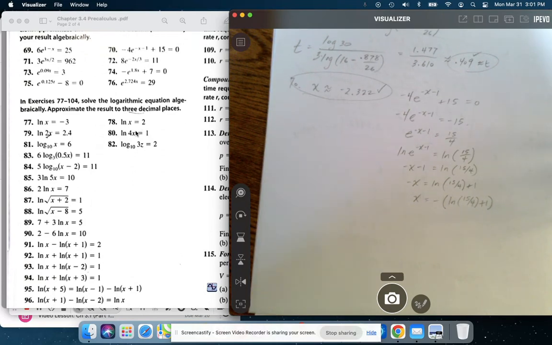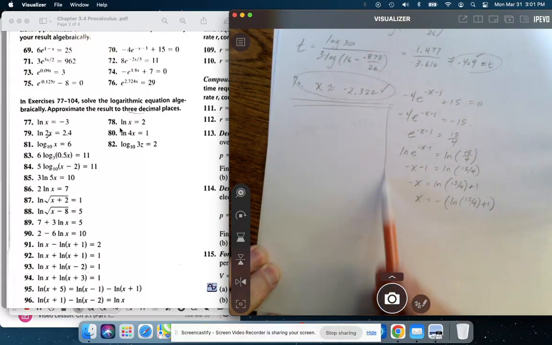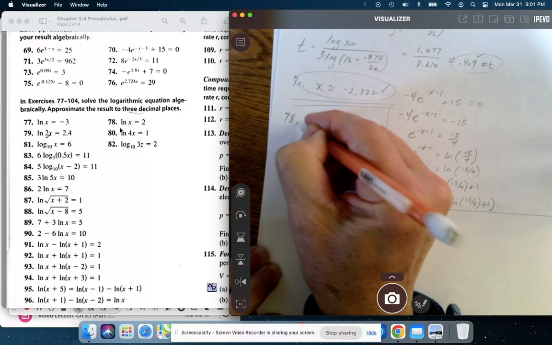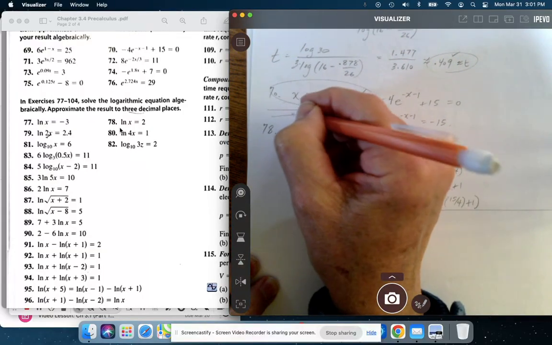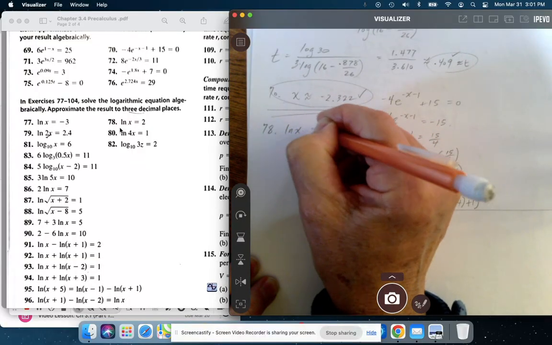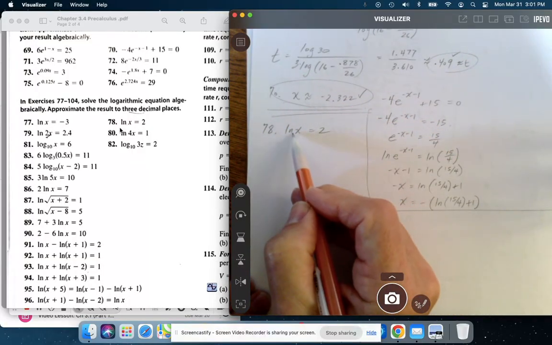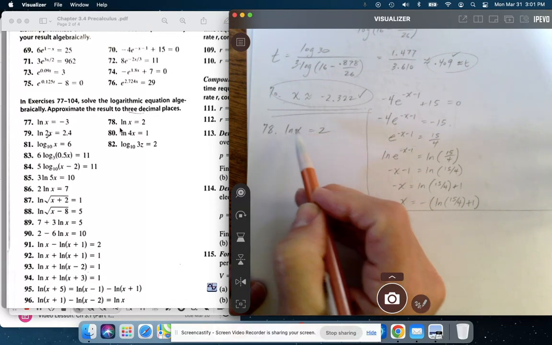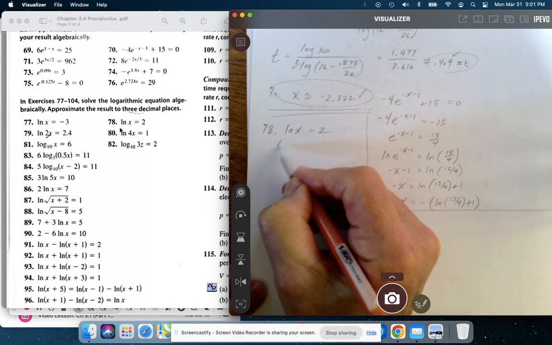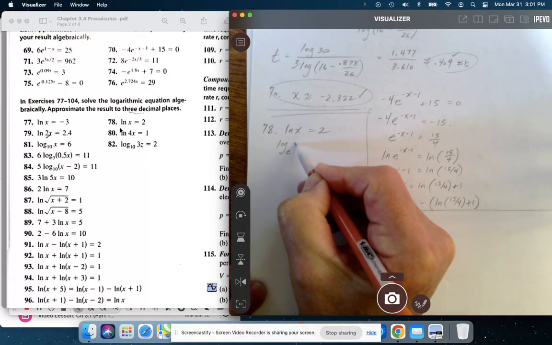On 77 to 104, solve the logarithmic equation algebraically and approximate the result to 3 decimal places. Okay, so we'll do an easy one. We'll do 78. Natural log of x equals 2. And note that's base e, right? So in other words, you could write this as log base e of x equals 2.